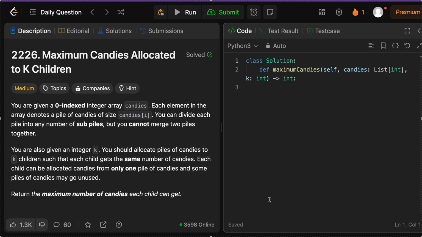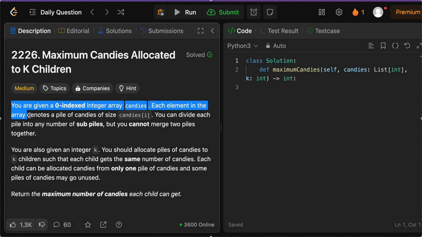Hey everyone, welcome back, and today let's solve Leetcode problem 2226 titled Maximum Candies Allocated to K Children. So it is a pretty long problem statement, at least relatively.